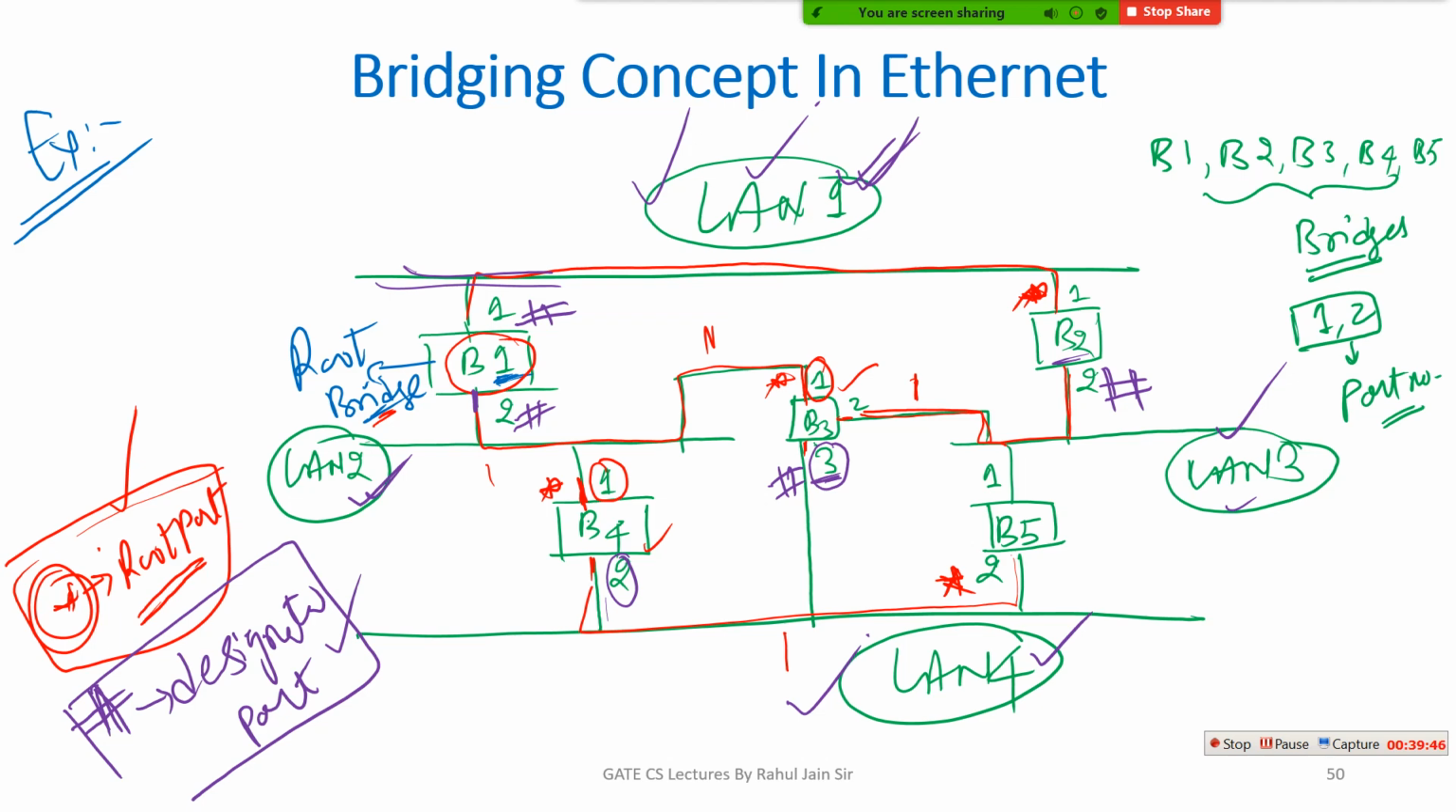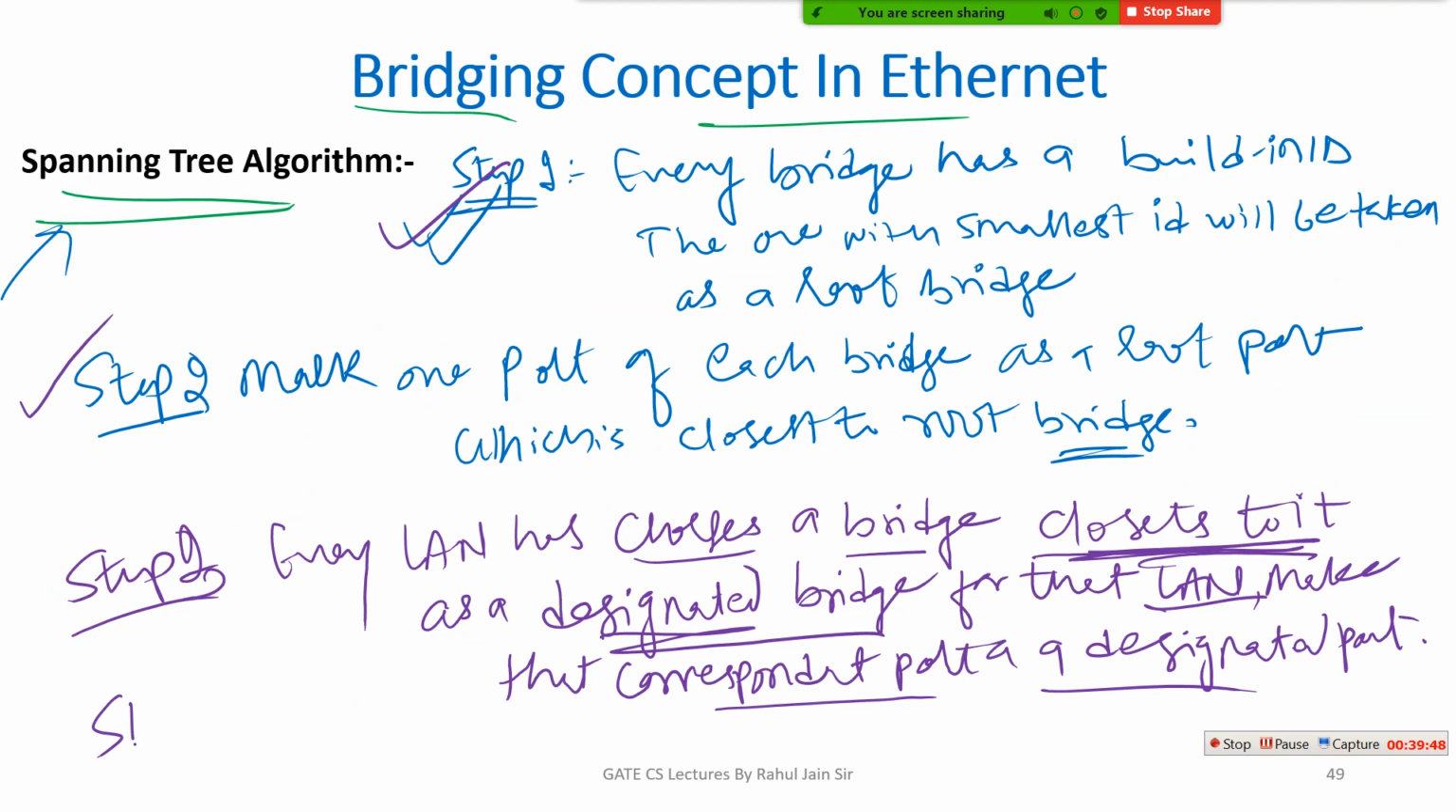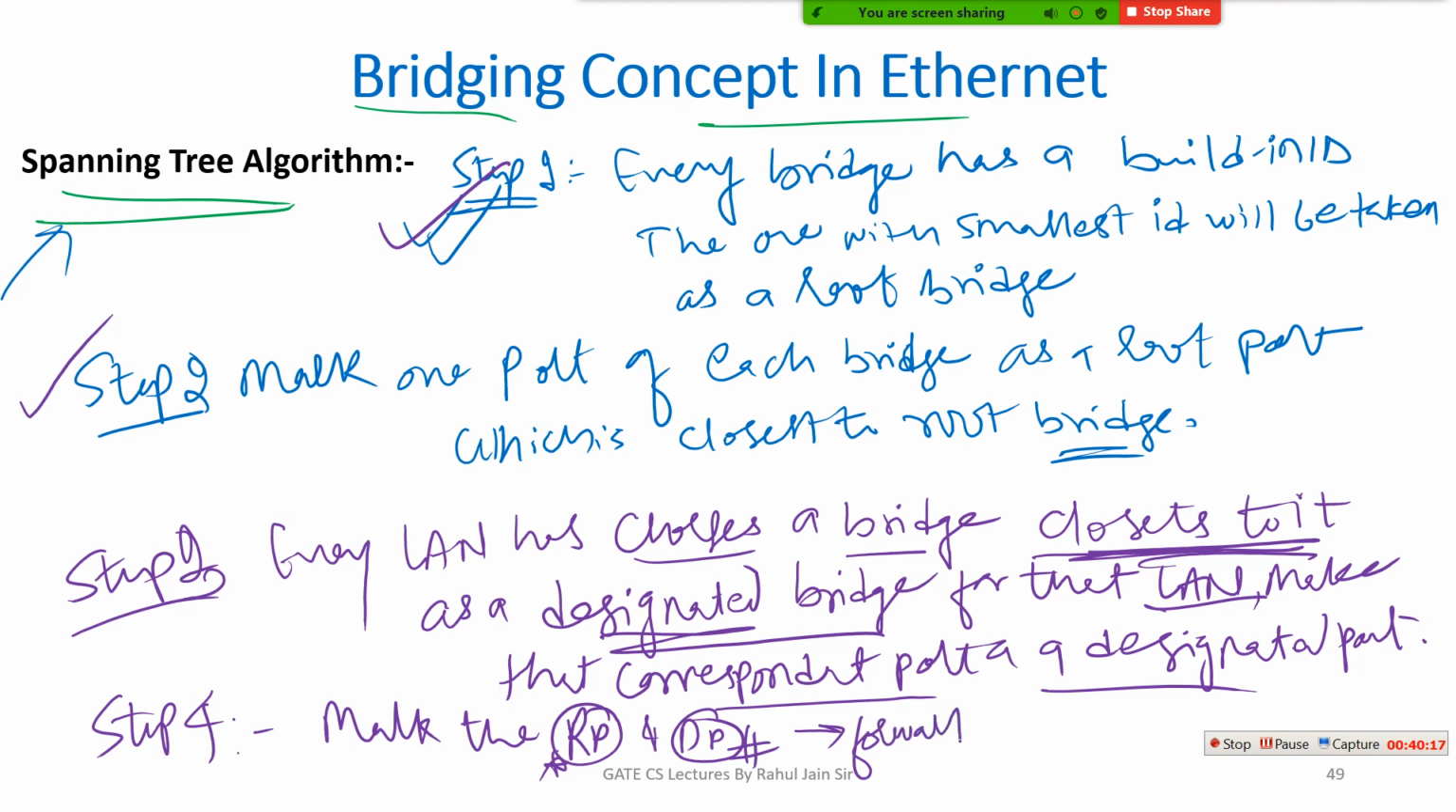Clear? Very good, Manjit. Now the last step is step 4. In step 4, what we need to do is mark the root port and the designated port. Root port means all the star marked, and designated port means all the hash marked. So mark the root port and designated port as forwarding ports, and block all the remaining ports.